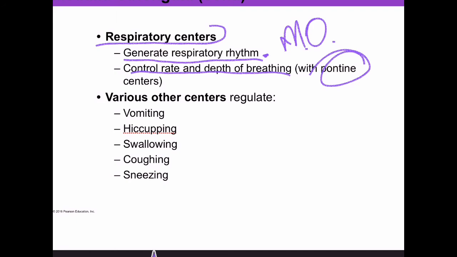Some other centers that are kind of related are going to be sneezing, coughing, swallowing, hiccuping. Oh, finally, right? Everyone's so thrilled about that one. And vomiting as well. Actually, also vomiting.